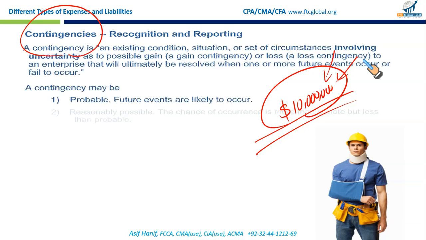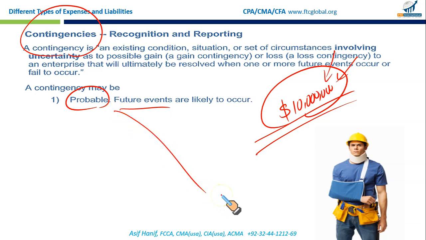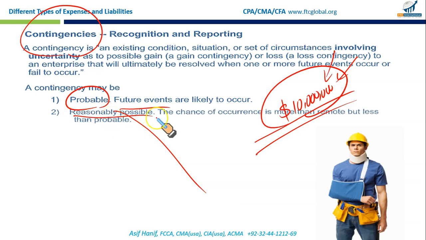let's say, probable that the future event like the court decision may go against us. In this case, we report it on the books of account as a liability. And if it is not probable, it is reasonably possible. These are from accounting standards, just get the idea. Then we just show it in the notes to accounts.